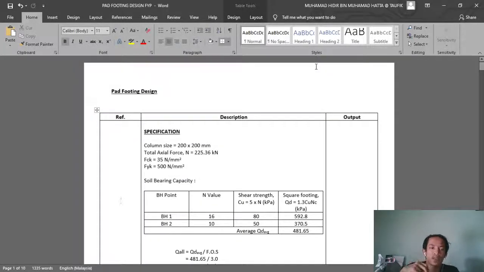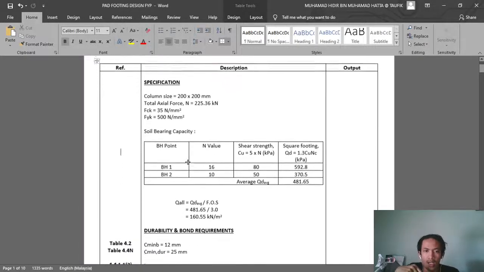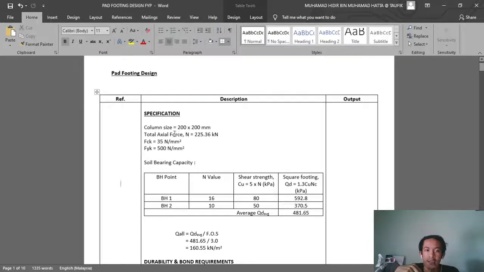Okay, welcome back. For this video, I have to explain all about the pad footing design that I have analyzed in my plan. The pad footing design is placed at the bottom of the critical column, so we need to identify the total axial force, which is the N transferred from the critical column at the top. We take the total N from each floor, total them up, and then we get this value.